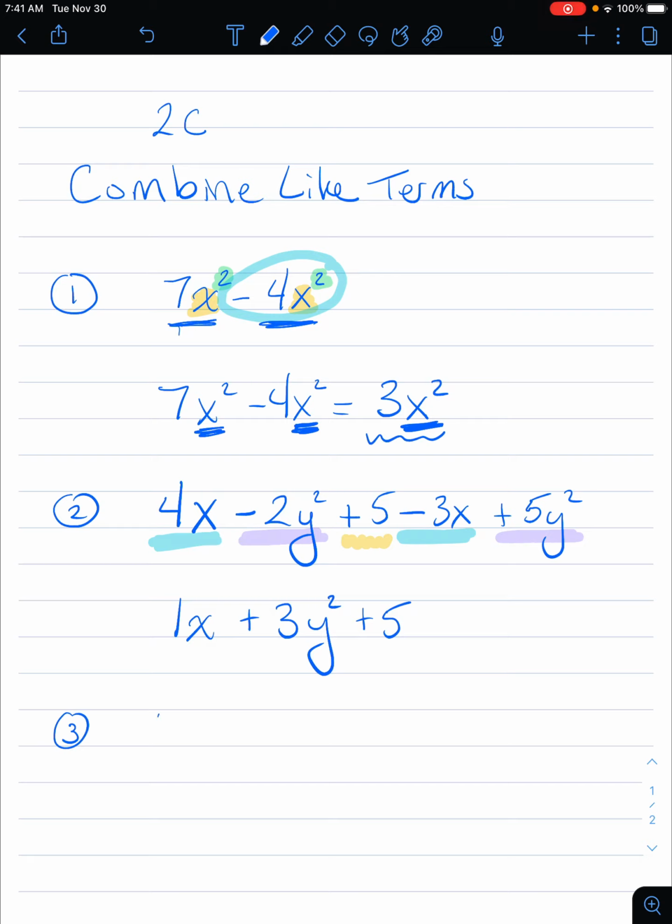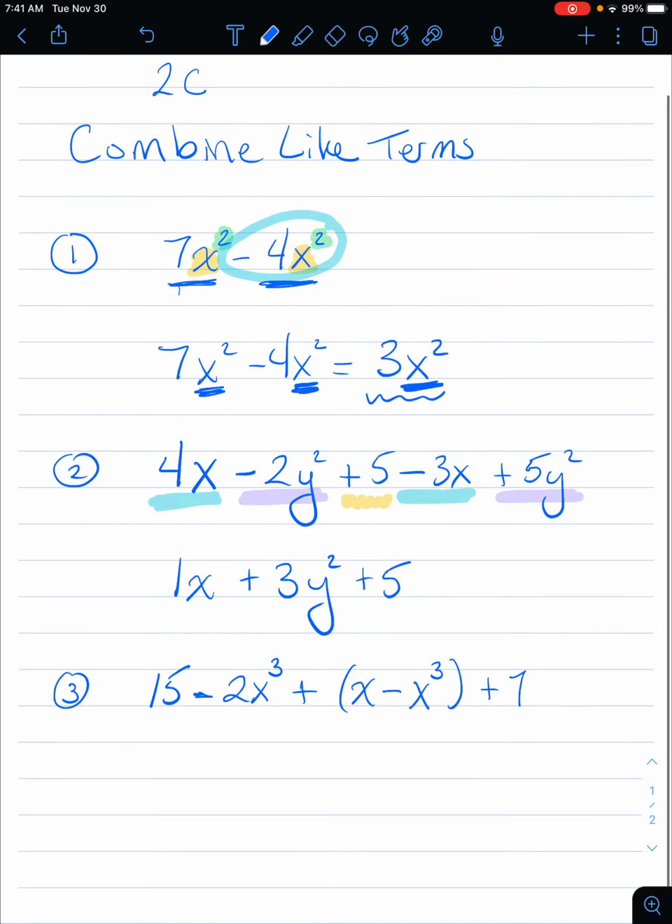Let's do 15 minus 2x to the third plus x minus x cubed plus 7. Okay, let's try something like this. Now, this gets a little bit confusing because of these parentheses here, but really, what's on the outside of the parentheses, it's just a 1. So that's like distributing a 1, which 1 times anything is just itself. So in this case, we can actually go ahead and rewrite everything without the parentheses.